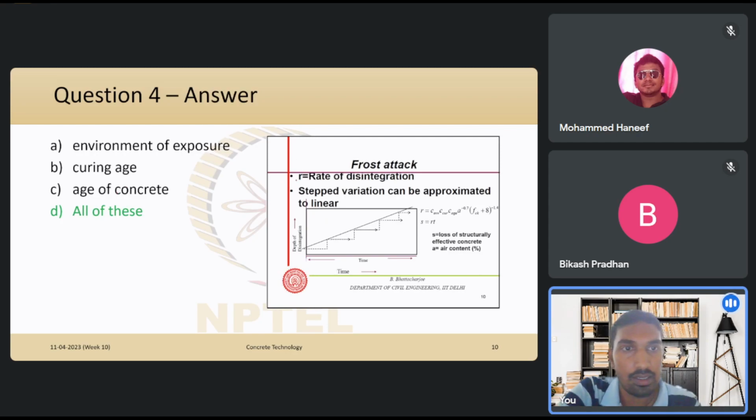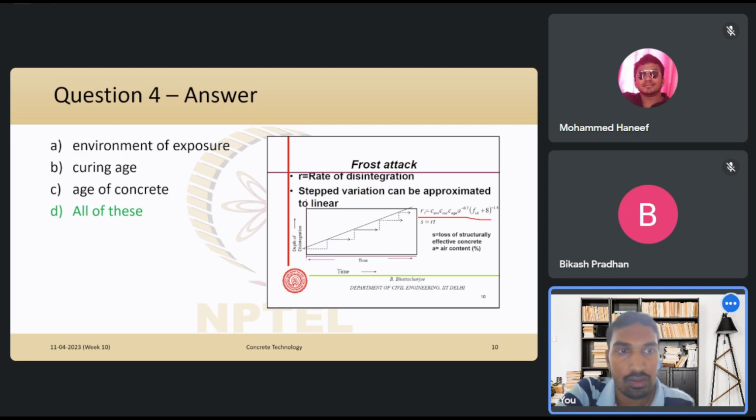When we looked at frost attack, R is the rate of disintegration. R is a function of different factors. One is the environment, so Cn is the factor for that, and C curing, so it also depends on the curing conditions, and C age. So it depends on all the three: the environmental factor, curing factor, and age. All these affect the rate at which the frost attack can disintegrate your concrete, right?